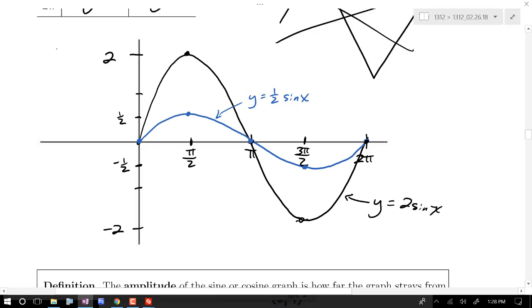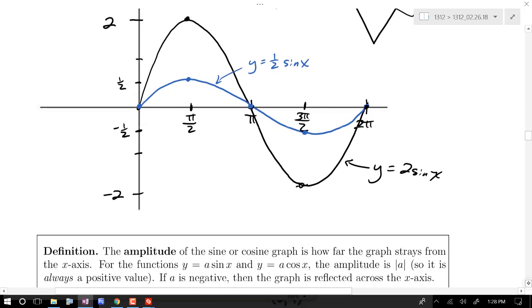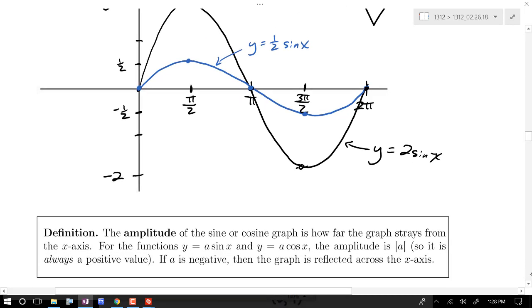The same basic shape is retained, though, in the graph. I mean, we could look at that and say, I know it's a sine graph. This measure of how far we stray from the 0, from the x-axis, we call that the amplitude of the graph.